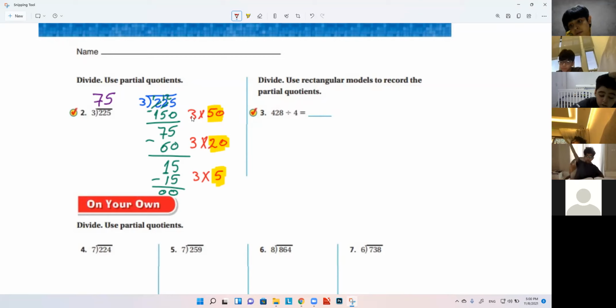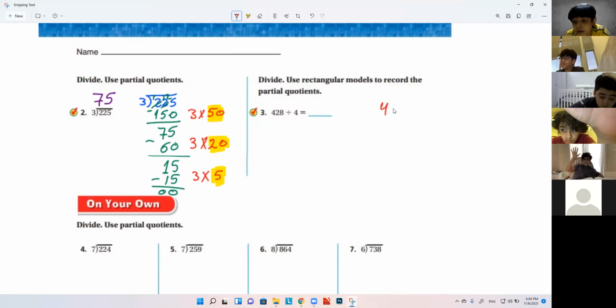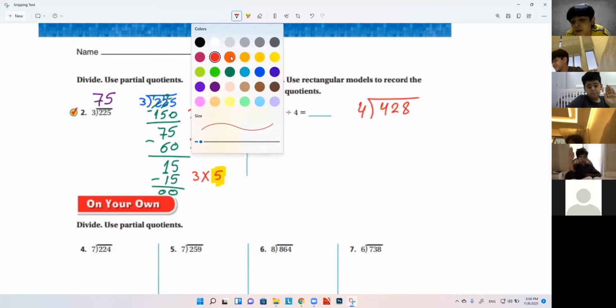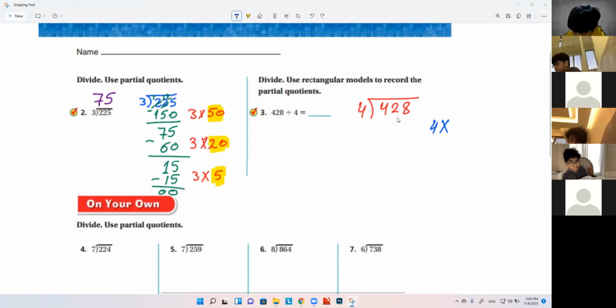Okay, so let's see. We're gonna divide 428 by 4. Okay, so let's multiply 4 by what? We're gonna multiply this number, of course, every time. So we're gonna multiply 4 by what? If we multiply by 10, it will be far away from 428 because we have a big number here. So let's multiply by, let's say, 50. Okay, let's multiply by 50. Why not?